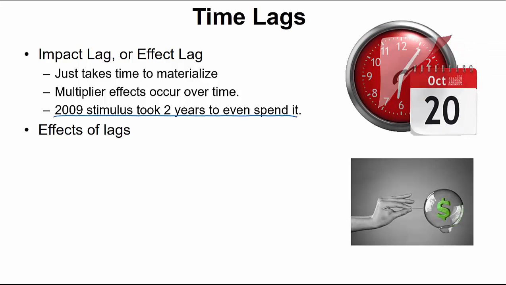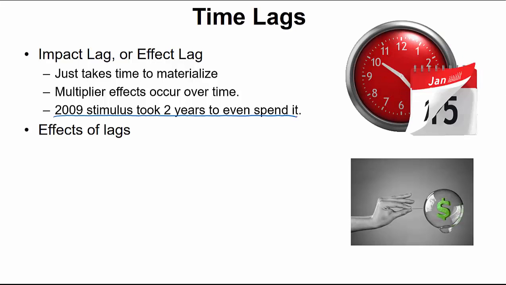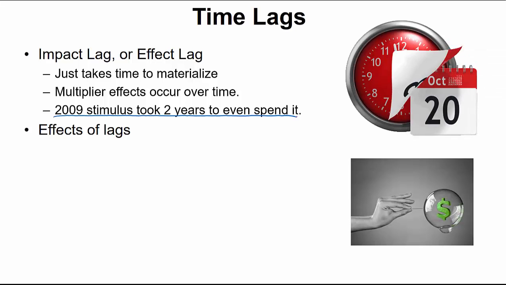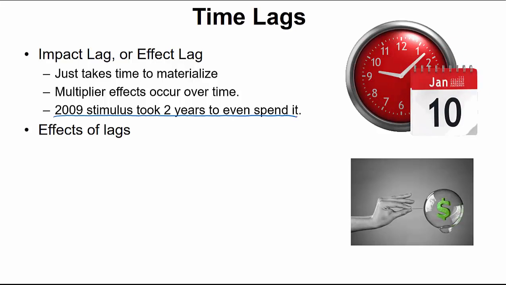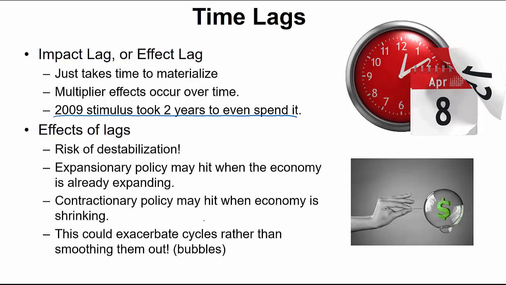So by the time we figured out we were in a recession and decided to do something about it, well, let's see. The recession was from December '07 until June of 2009. This stimulus from 2009 was passed about 3 months before the recession ended, and it took 2 years to spend. Okay, and then the effects of the lags.